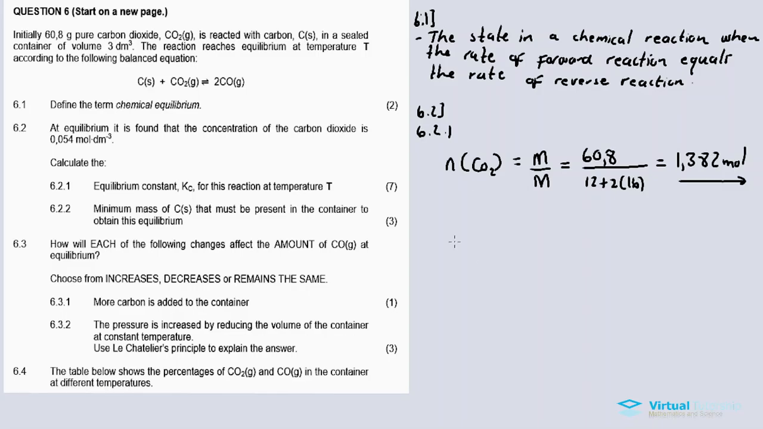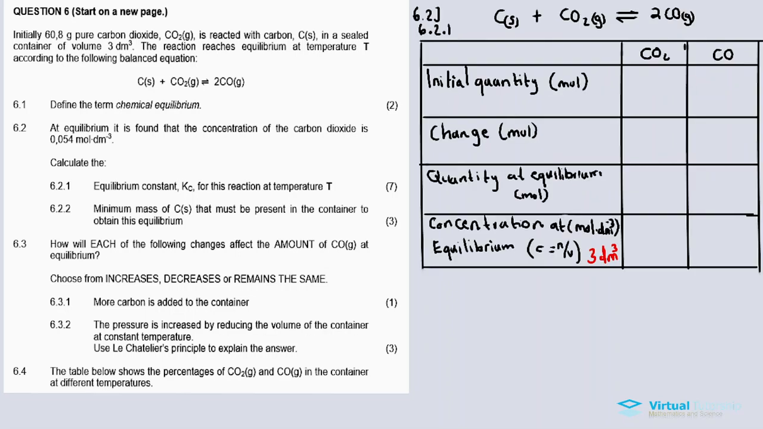Now, since I need enough space, I'm going to erase everything and then draw the table again. Alright, here now 6.2.1, calculate the equilibrium constant. So now I have the table for calculating the Kc value. But first, let's populate the table with the given values. Initially, for the initial quantity in moles, for carbon dioxide, we calculated 1.382.